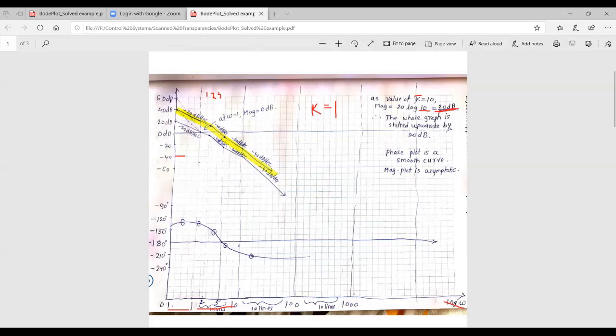Okay, this 0.1 to 1 is 1 decade, right? And if the magnitude changes from 20 to 0, this line would be called as minus 20 dB per decade line. Okay, and that is why I have just shown the dotted lines. Can you see the dotted lines here? Okay, so this is minus 20 dB per decade dotted line, minus 40 dB per decade dotted line, 40 to 0, and minus 60 dB per decade with a dotted line. These are just the reference lines for plotting the magnitude.